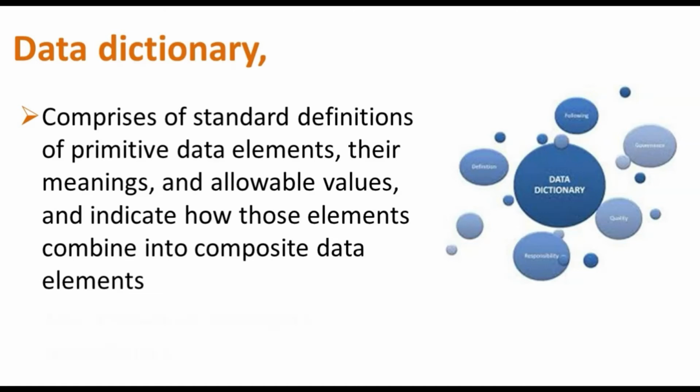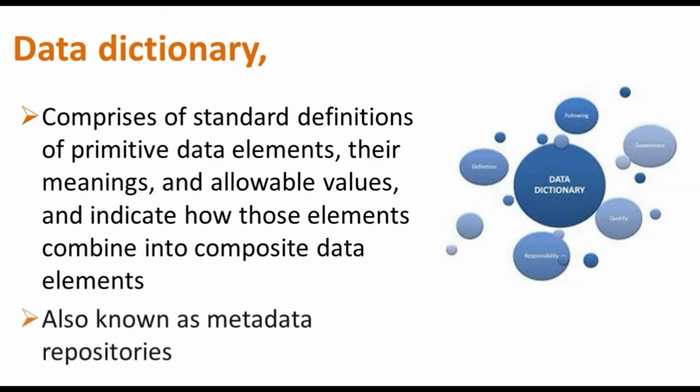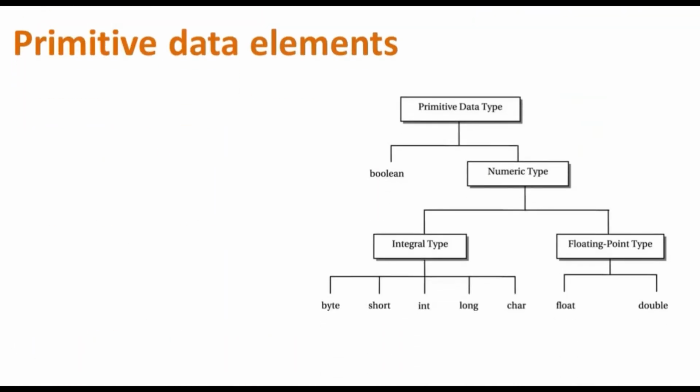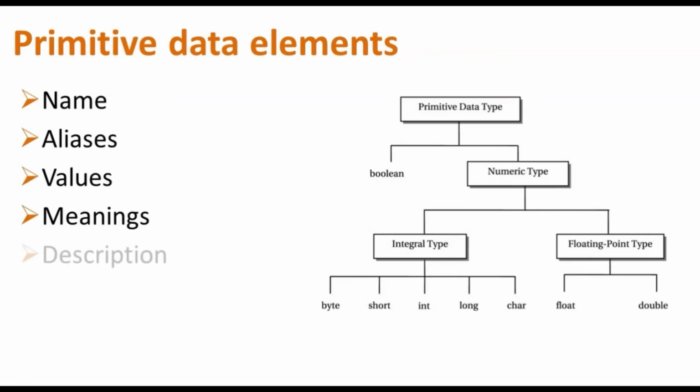So sometimes you may be thinking, what is a primitive data element and what's a composite data element? The primitive data element could be a person's first name, middle name, and last name. Whereas a composite data element would be name, which would comprise first name, middle name, and last name. Data dictionary is also known as metadata repository. So what are the primitive data element properties that we need to capture? Their name, aliases if any, values, meanings, and description.